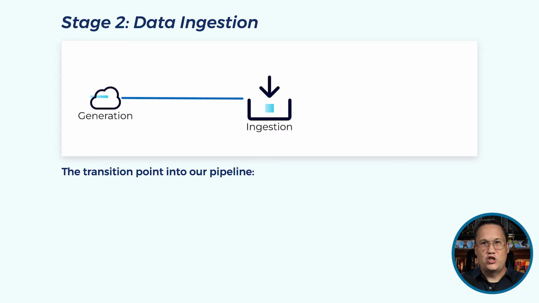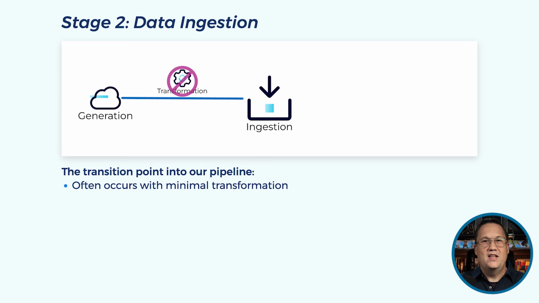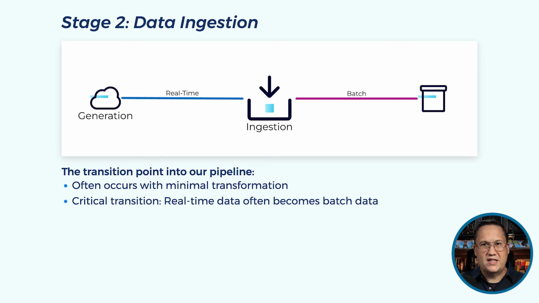Ingestion is where the data engineer takes control as the data is moved into the processing pipeline. This often happens with minimal transformation being applied to ensure we can always go back to the original data if necessary. However, a critical transition often occurs here. Although the data in the source systems is typically being generated in real time, frequently it's imported into the data pipeline using batch processes. Essentially, the pipelines are waiting for data to accumulate into time or size-based batches before they begin processing.